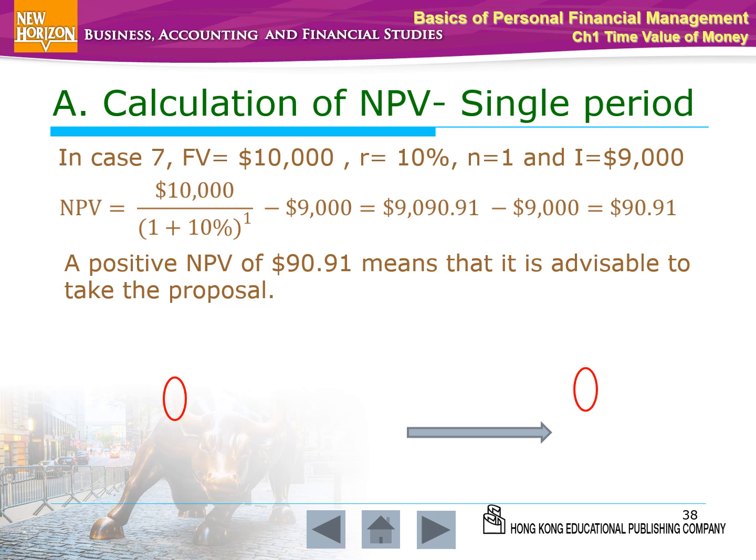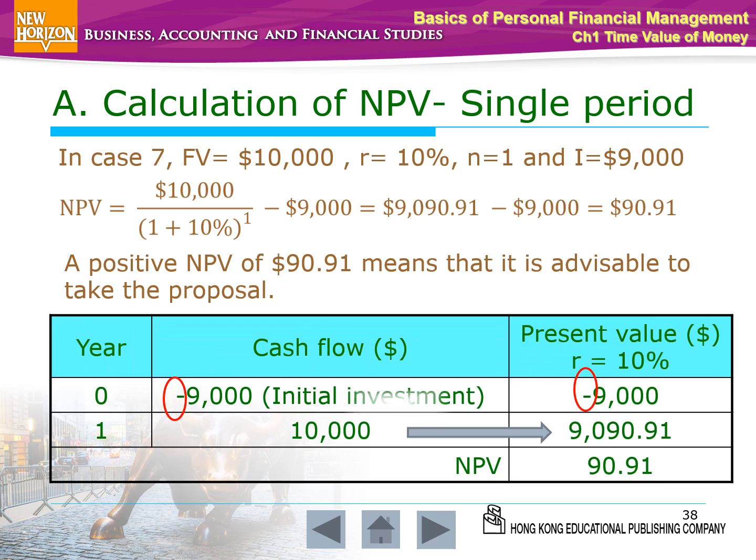So according to what we have learned, this is a positive net present value. It means it is advisable to take this proposal.